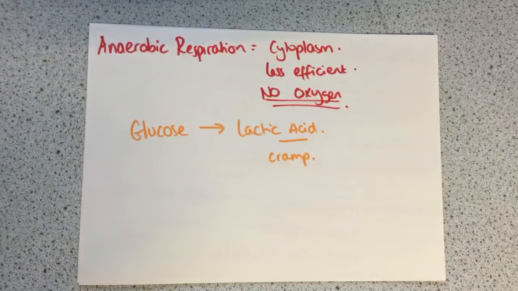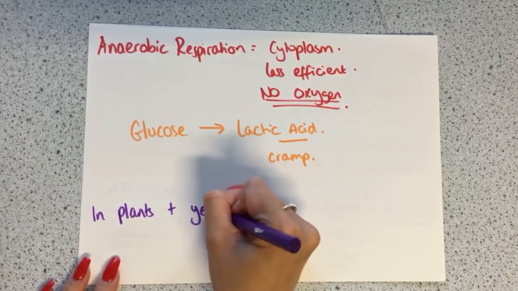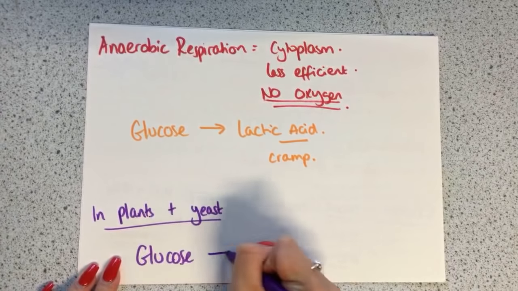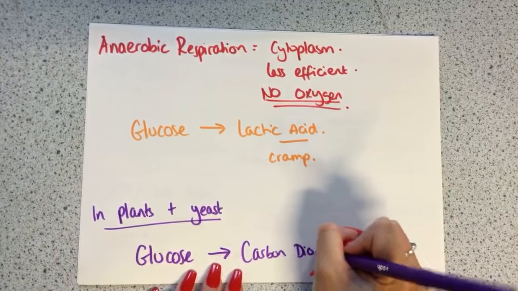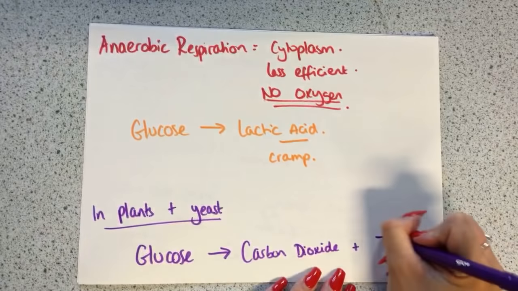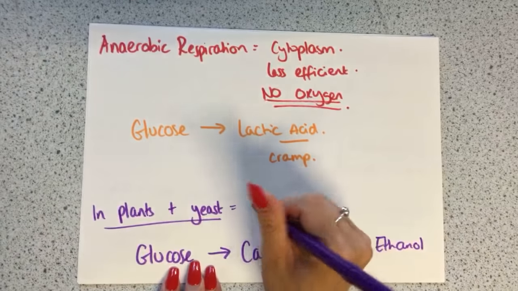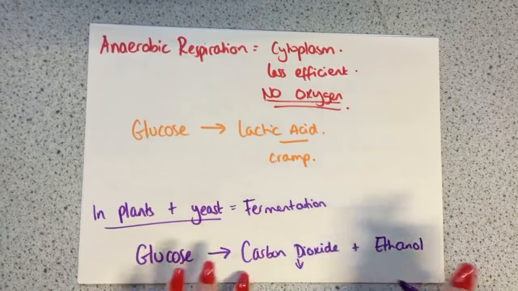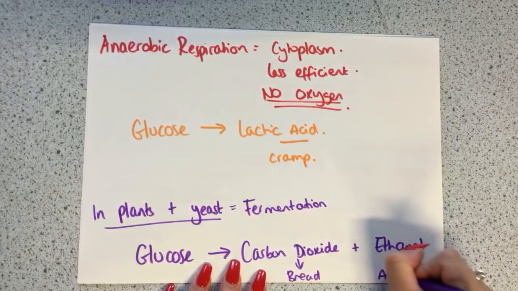In plants and yeast, anaerobic respiration is slightly different. Okay, you just have glucose, but this time the products are different. Turns into carbon dioxide plus ethanol. So that is why we can use yeast, which is also another name for anaerobic respiration is fermentation. And we can use the carbon dioxide produced by this to make bread, or the ethanol to make alcohol.